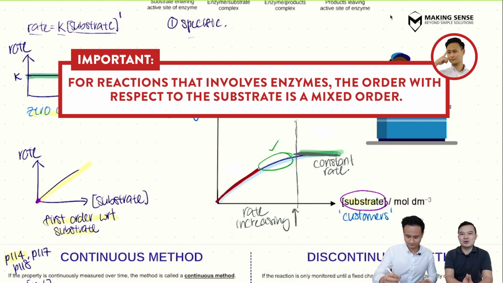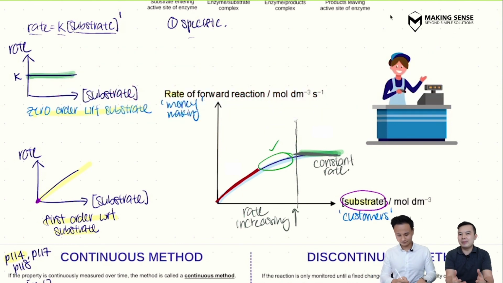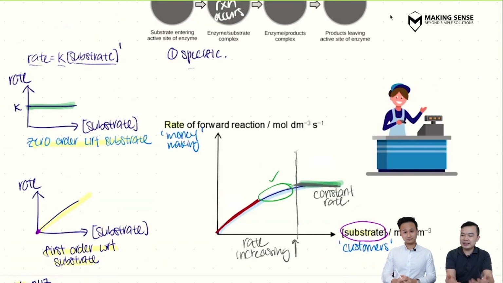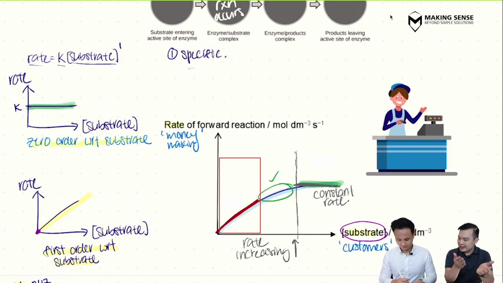So in exam, you have to be able to replicate this graph. That's number 1. And of course, number 2, you have to explain this graph. So we have broadly divided this into 3 parts. The first part is first order. That's where the active sites are not used up yet, so any increase in the substrate concentration is going to result in an increase in rate.